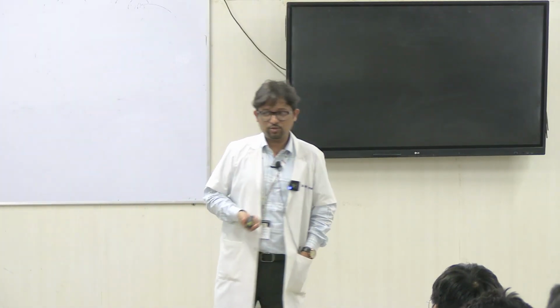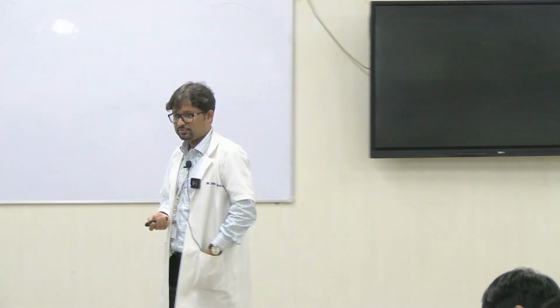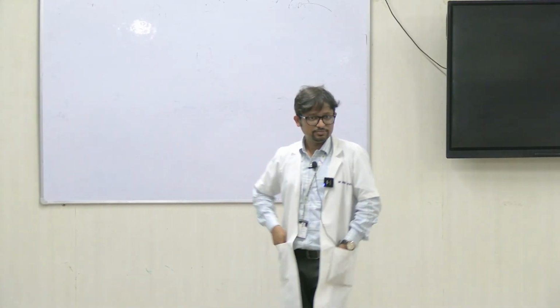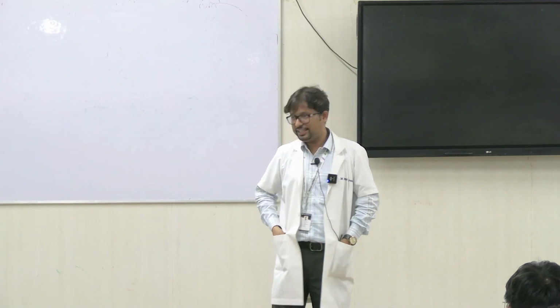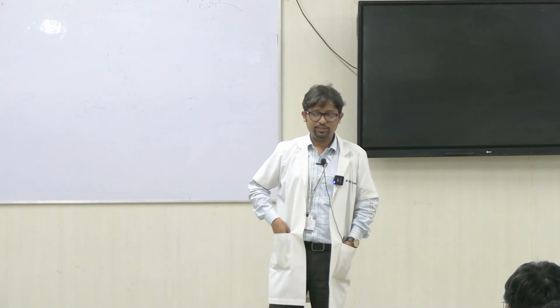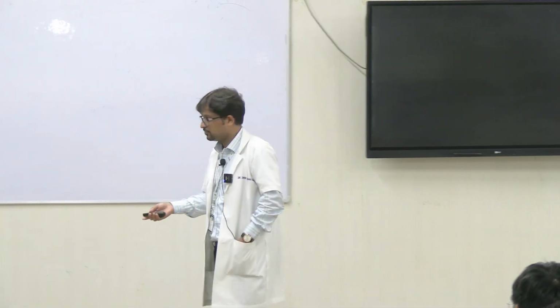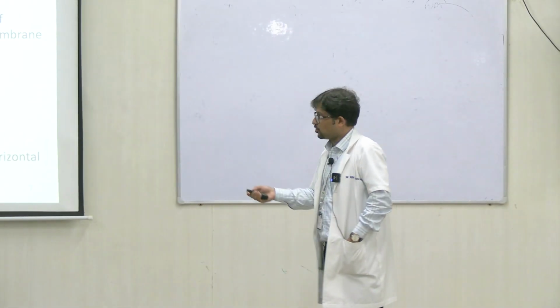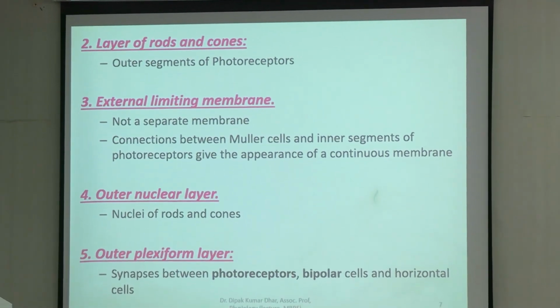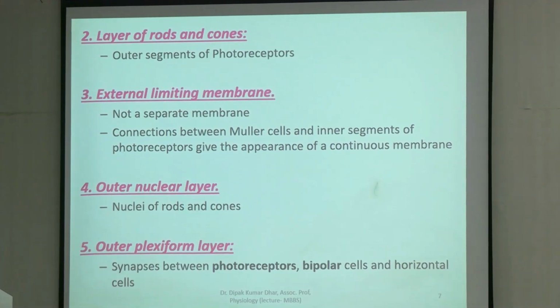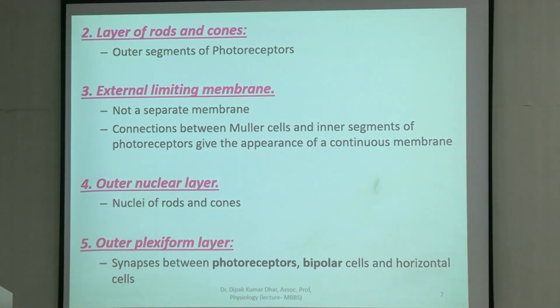One more example of pinocytosis is in the thyroid follicles. The colloid matter of the thyroid follicles is uptaken by the epithelial cells of the thyroid by a process of pinocytosis. Rods and cones का जो layer है, that actually refers to outer segments of the photoreceptor. We have talked about this already.